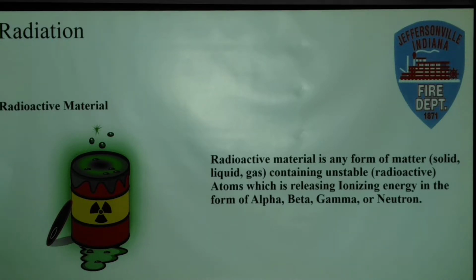At this point, I want to point out something to you. A lot of times we compare or we combine gamma and X-ray when we're referring to ionizing radiation. The reason we do this is because gamma radiation and X-ray radiation release their energy in the form of waves as opposed to particles like the other three do. They are two distinct, different types of radiation, yet they release their energy in similar ways.